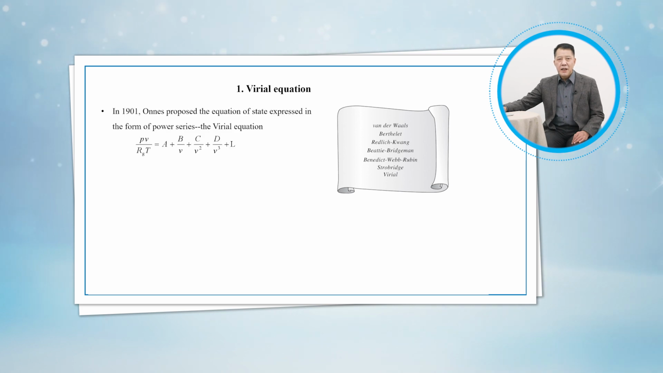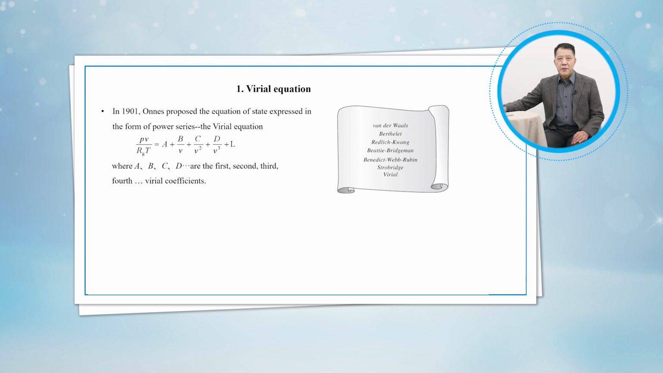In 1901, Onnes proposed the equation of state expressed in the form of power series, the virial equation. The word virial stems from the Latin word for force. In the present usage, it is force interactions among molecules that are intended.